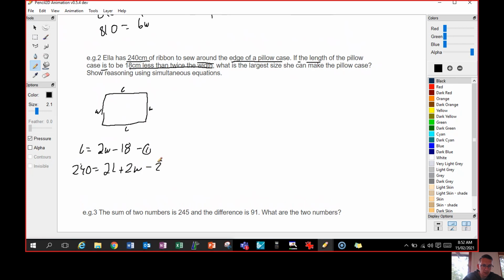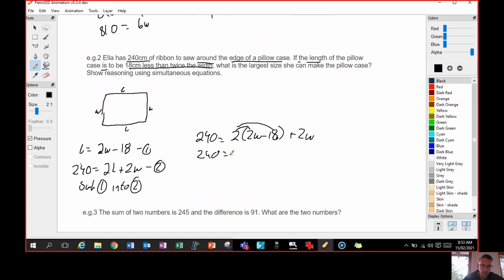And that's equation 2. Again, this would be a substitution method because I'm just going to substitute L in for here. So I'm just going to write sub 1 into 2. I'm going to do that up here. So I've got 240. L is this. So it's going to be, I've got 2 lots of 2W minus 18. And this is why we did a bit of the multiplication of brackets as well. Plus 2W. So we need to multiply this now, and then we can solve for what W is.